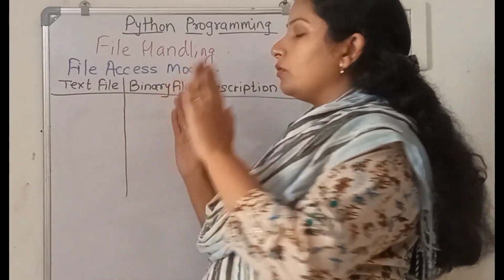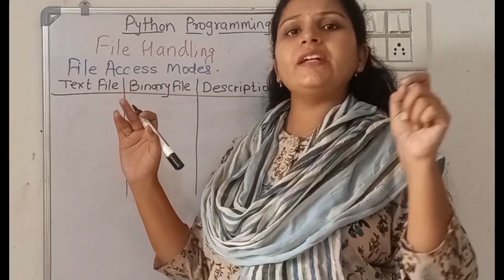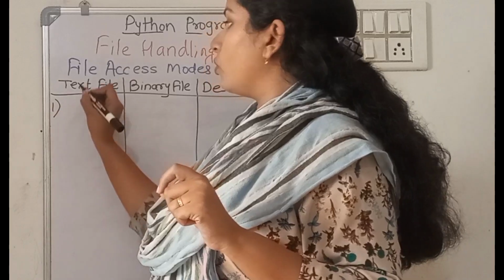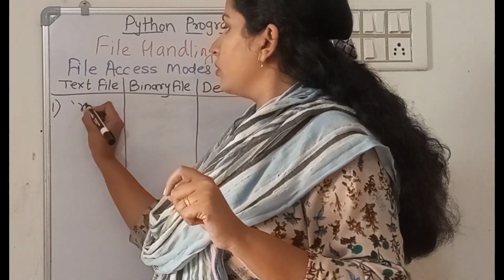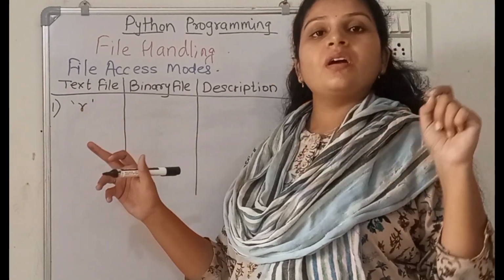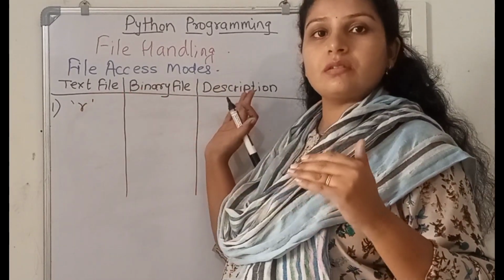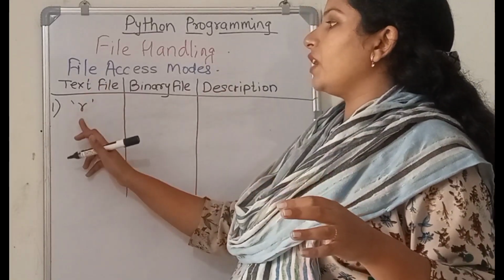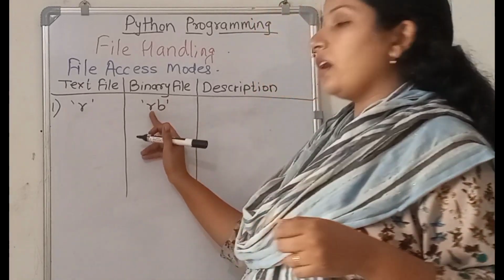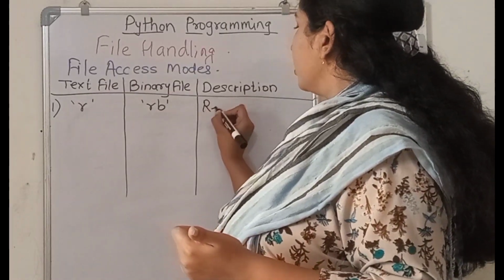The access modes for text file and CSV files are the same. Binary file is a little bit different, but the performance is the same. So the first file access mode in the text file is the read mode, and you need to mention the access mode in single or double quotes. So R stands for read only. For text file we write R, and for binary file we use RB. R stands for read, B stands for binary, and the description is read only.